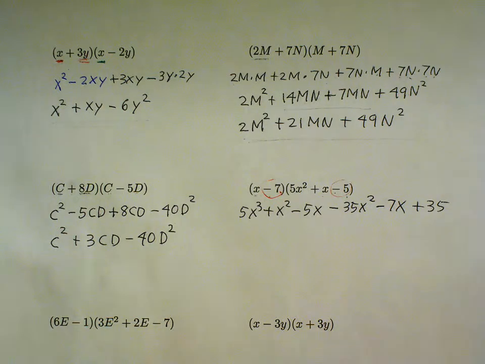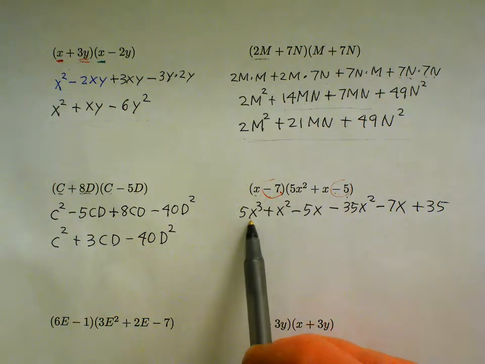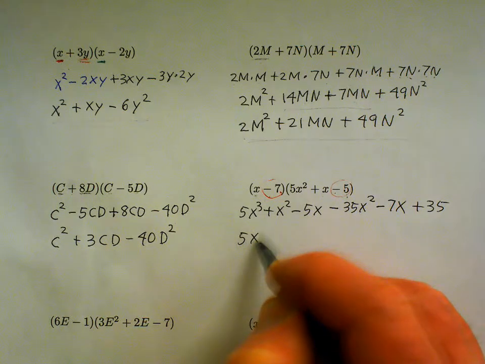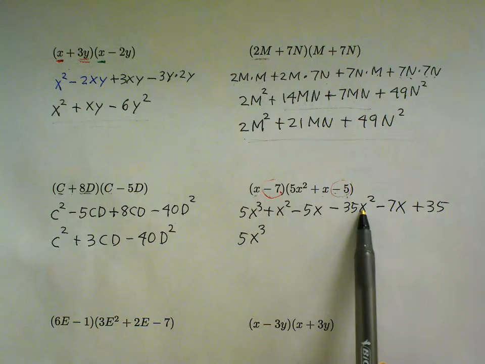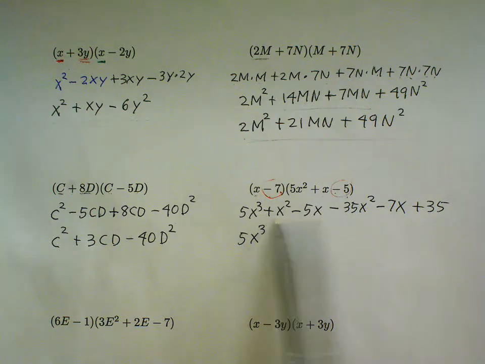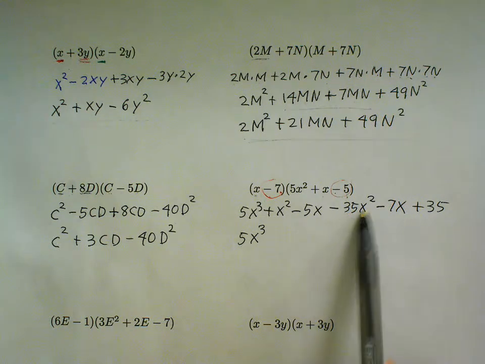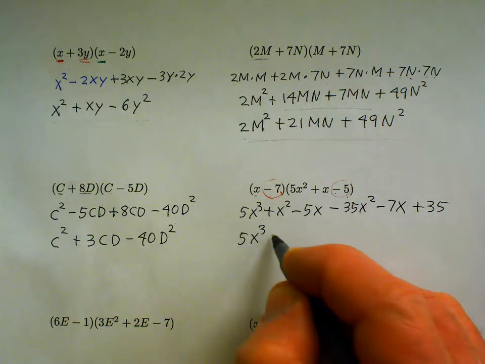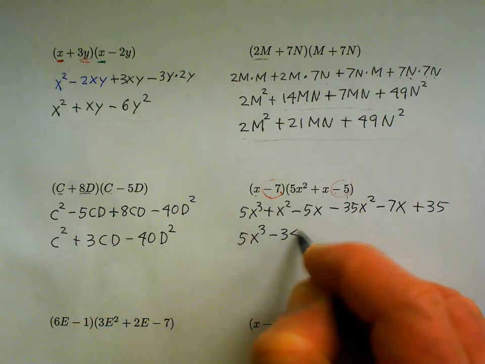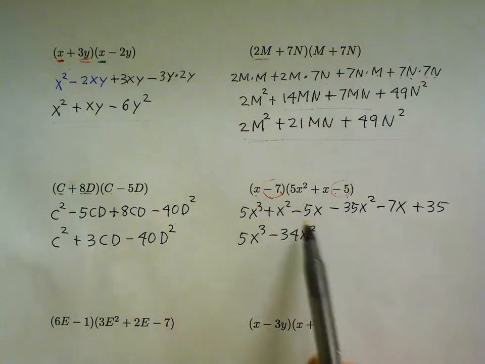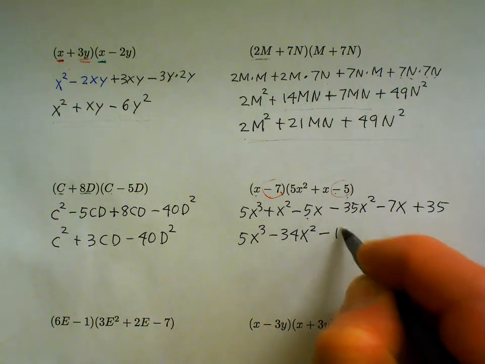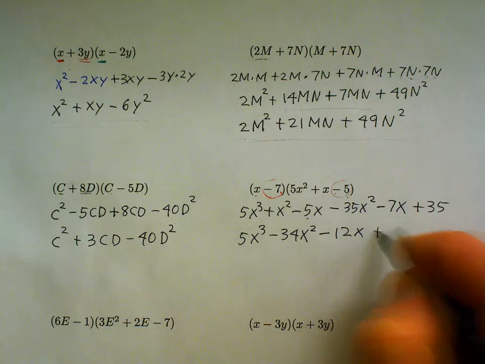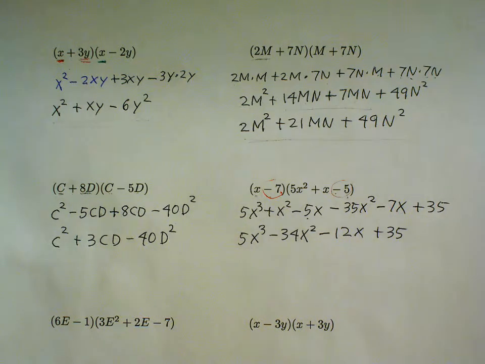Okay, then we combine like terms. There's only one x to the third term, so we have 5x to the third. There are two terms with x to the second, plus x to the second minus 35x to the second. Those combine to give us minus 34x to the second. And then minus 5x minus 7x, the total there is minus 12x, and then plus 35. And that is as far as we can simplify that one.